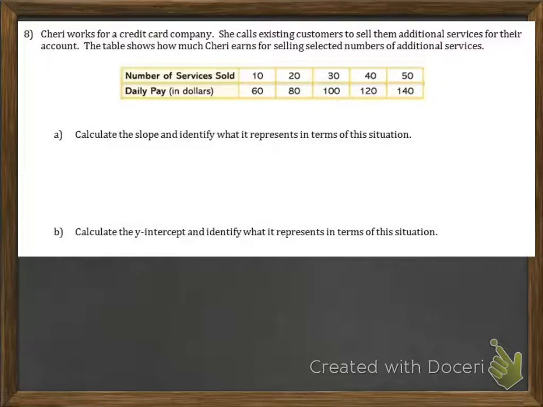Problem 8. Sherry works for a credit card company. She calls existing customers to sell them additional services for their account. The table shows how much Sherry earns for selling selected numbers of additional services.